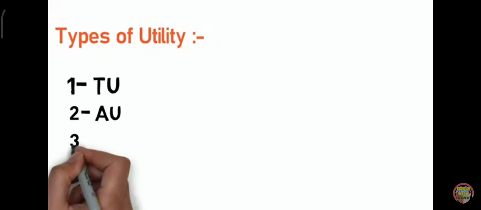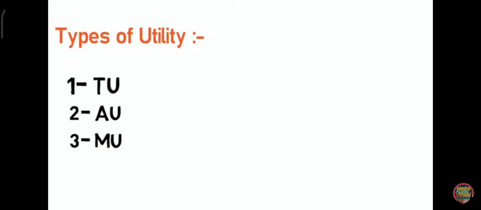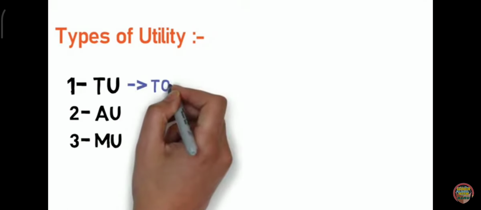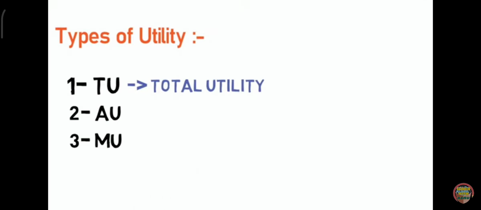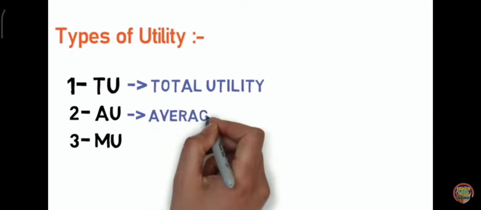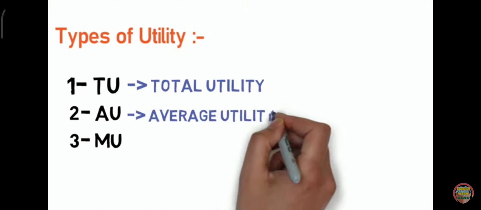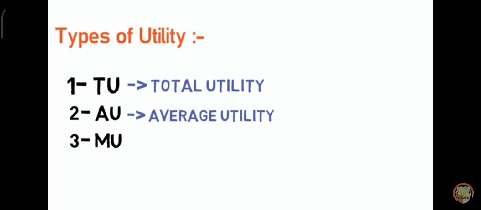Now let us go to the types of utility. There are three types of utility. Number one is total utility, second is average utility, and third is marginal utility. TU is total utility, AU is average utility, and MU stands for marginal utility.